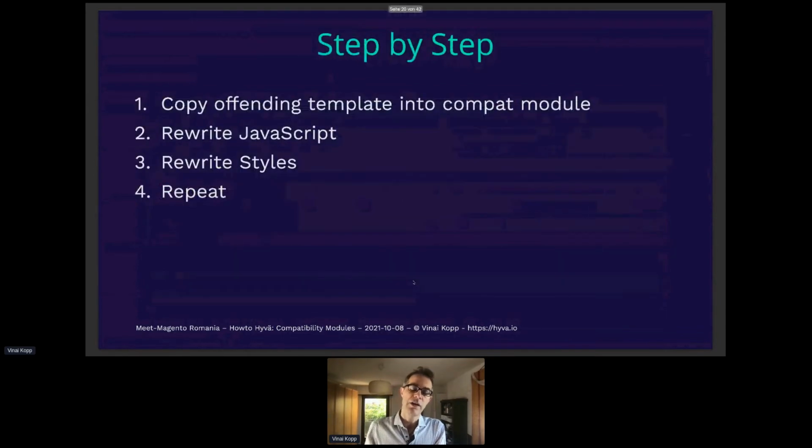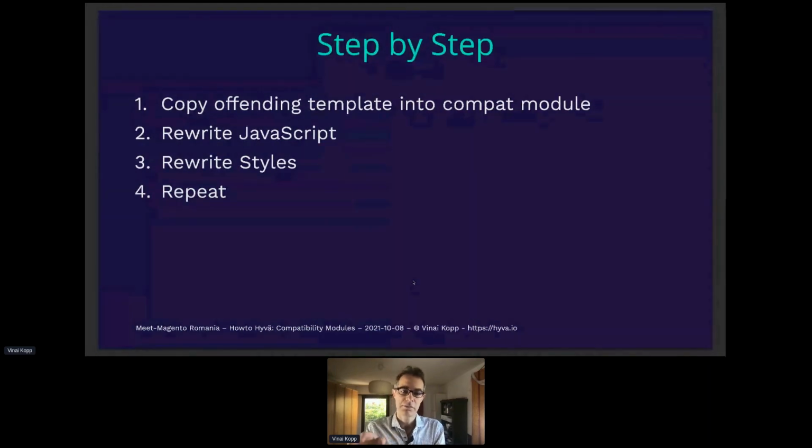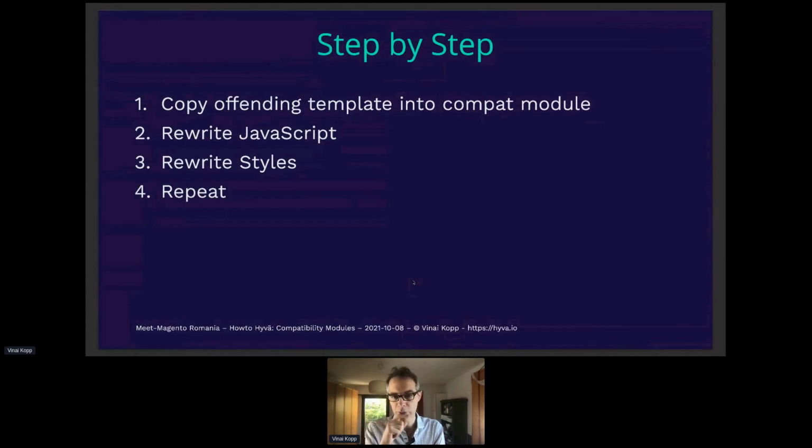So what do we do then? Well, it's a step-by-step process. First, I'll choose a page, maybe the product detail page or whatever page I want to start working on for that specific module, wherever it adds some functionality. And the first step is I copy that template into my compatibility module. And then I need to rewrite the JavaScript, if there is any, and I need to rewrite the styles, if any. And once that's done for that template, then I'll move on to the next template, maybe on a different page, maybe on the same page. It really depends on the module in question, right?